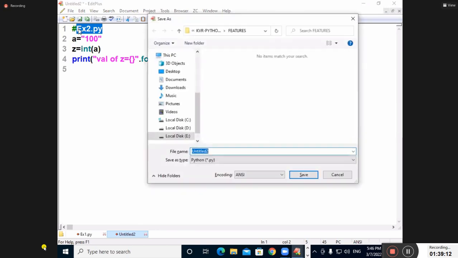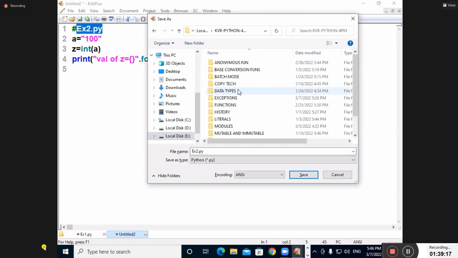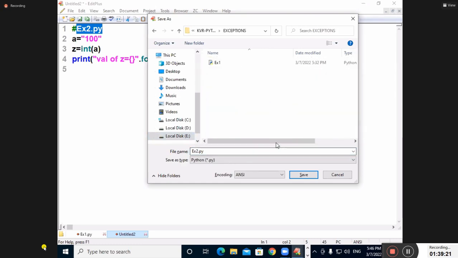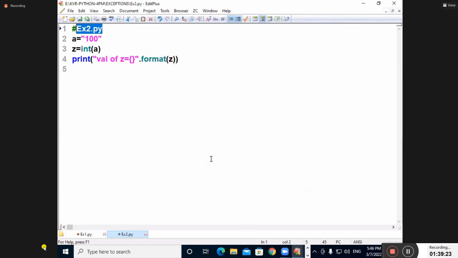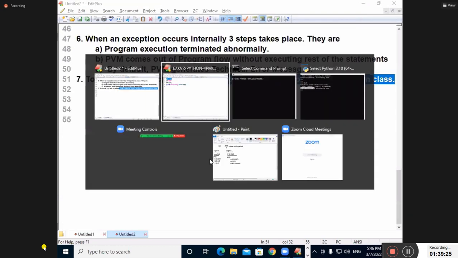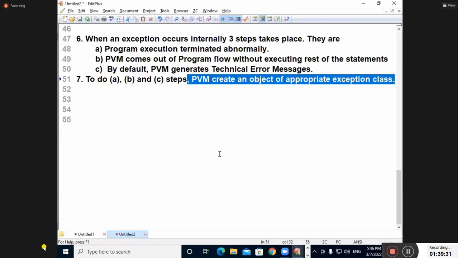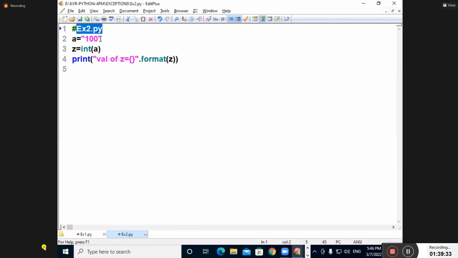Go to the place, E colon, 4 p.m., example 2 exception example 2.py. Okay, beautiful. Go to the place of it, py example 2. Perfectly converted or not? Okay, sir. Very good, sir. Now I say "100 kVr". Is it able to convert or not? Already in typecasting only we learned.